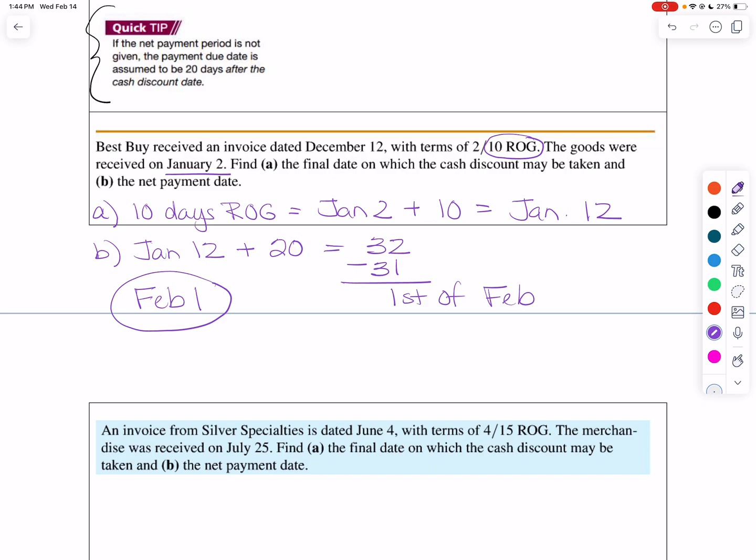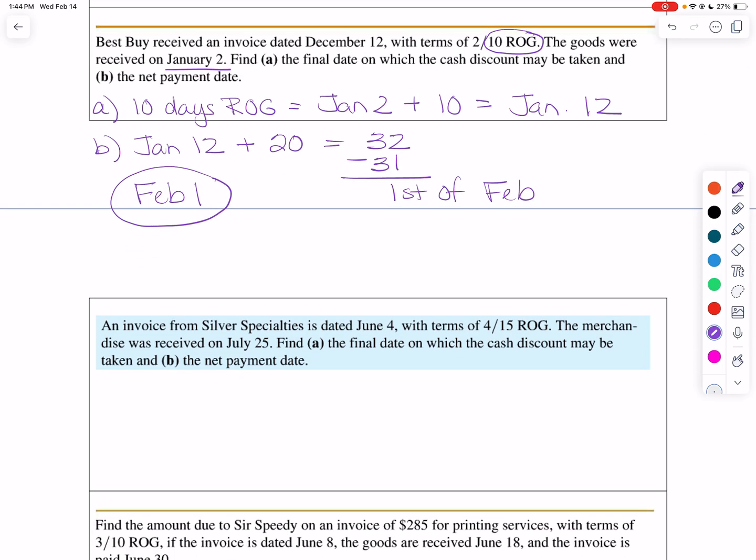All right, very similarly, we'll go to this next one. And this one, we've got 15 days of receiving the goods. The goods were received on July 25th. So July 25th plus 15 days, which is July 40th, which we do not have a July 40th. So we subtract out the 31 days in July, and that leaves us the 9th of August. And you'll have it written like that.